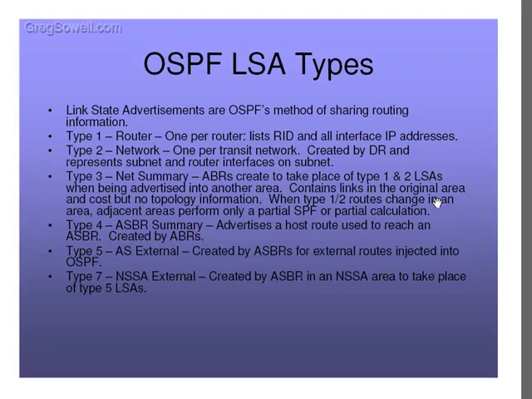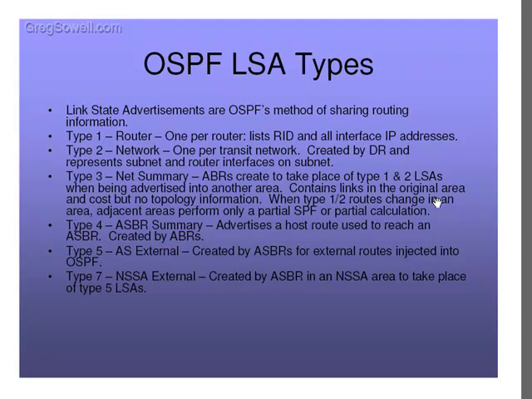A type 3, the net summary, is created by an ABR and injected into another area. So those type 1 and 2s are suppressed. Type 4 is the ASBR summary, which advertises a host route to reach an ASBR, created by ABRs. So if you actually have a type 5 created in, say, area 1, whenever it hits the ABR that connects it to area 0, a type 4 is also created, which is a route used to get to the original ASBR.